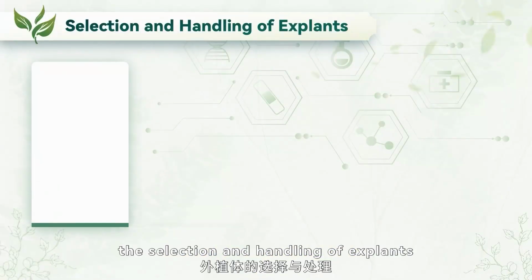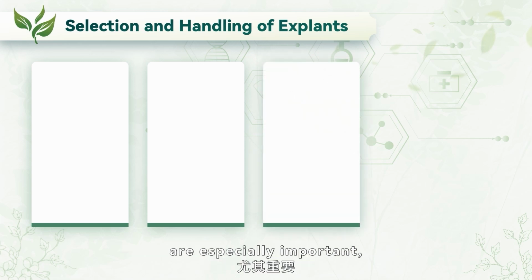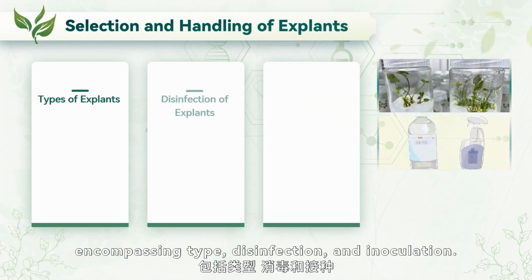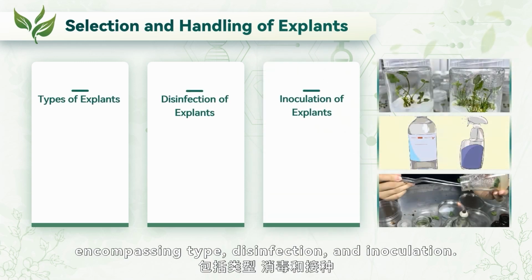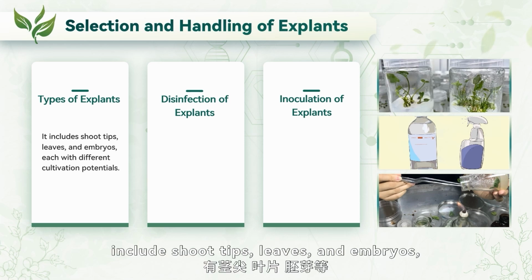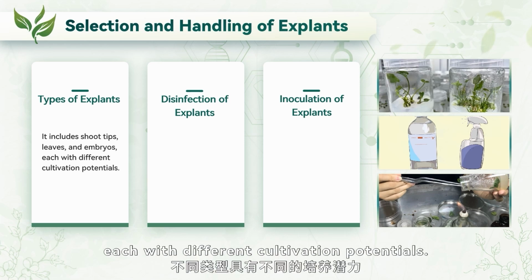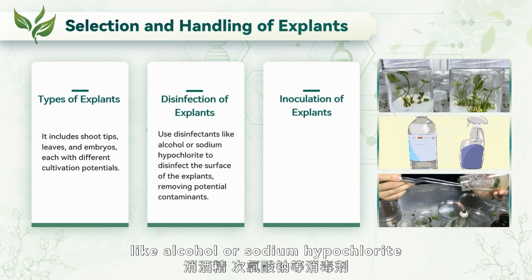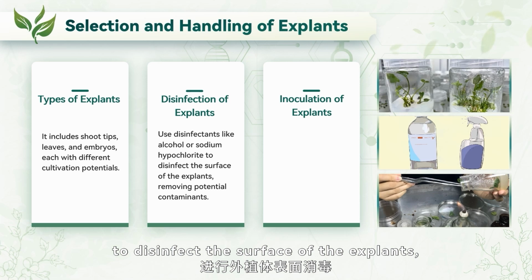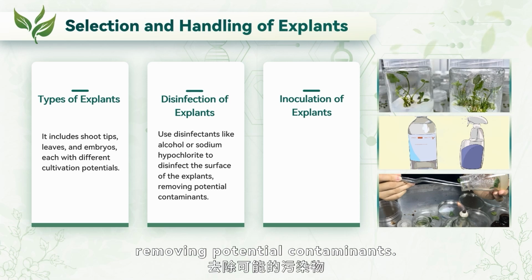For tissue culture, the selection and handling of explants are especially important, encompassing type, disinfection, and inoculation. Types of explants include shoot tips, leaves, and embryos, each with different cultivation potentials. We can use disinfectants like alcohol or sodium hypochlorite to disinfect the surface of the explants, removing potential contaminants.